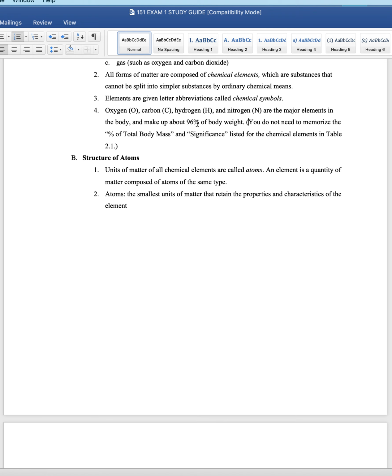We have 96% of the body weight. Again, you're not going to need to memorize how much of what are going to be where, but you need to know that these are the 4 major ones, and you need to know how they interact. So you need to know carbon can make 4 bonds, hydrogen can make 1 bond, nitrogen can make 3, oxygen can make 2. You'll need to know that, and as going forward, I'll explain exactly why that is.